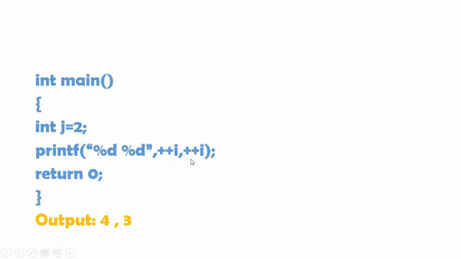So here when we solve these two operations, that is pre-increment and pre-increment, by using the associative law, we need to solve this printf function from right to left. So first solve this. Here in this case, the j is 2, pre-increment means 3, and 3 is assigned here, then that is 4, and the answer is 4 and 3.